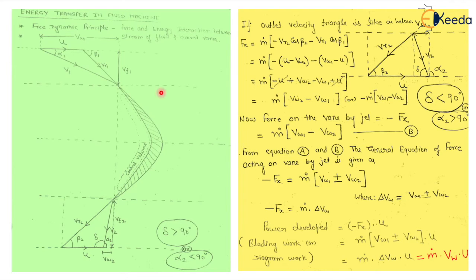Now you have to remember here, I have already explained this thing. Once again, I am telling you that VW1 is the horizontal component of V1, and VF1 is the vertical component of V1. Similarly, at the outlet condition, VW2 is the horizontal component of V2 and VF2 is the vertical component of V2.